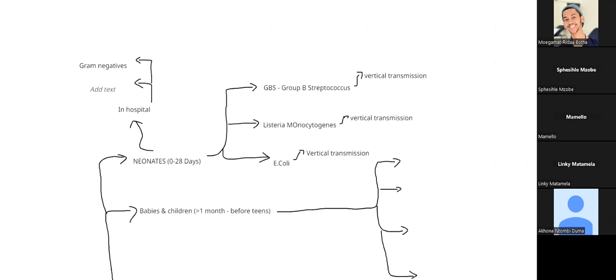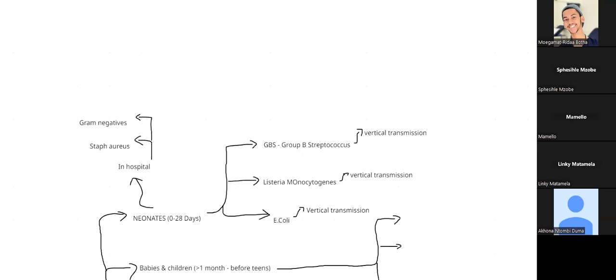Staph aureus. And then you also get nosocomial infections, particularly in preterm infants, caused by Enterococcus species. I'm just mentioning that for completion's sake. Nosocomial Enterococcus species.